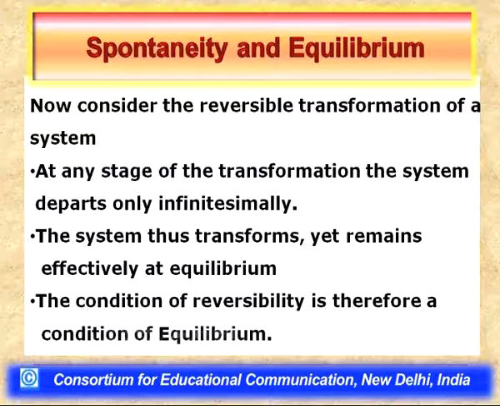Well, having said this, we now need to move on with certain different criteria for spontaneity and for equilibrium of a physical process or a chemical reaction. Now, the question arises how to develop such a criteria. For that, let us consider a reversible transformation of a system. At any stage of the transformation, the system departs only infinitesimally from equilibrium. That was the characteristic of the reversible process, if you recall. So, in a reversible process, the system transforms yet remains effectively at equilibrium. So, the condition of reversibility we can say therefore is the condition of equilibrium.